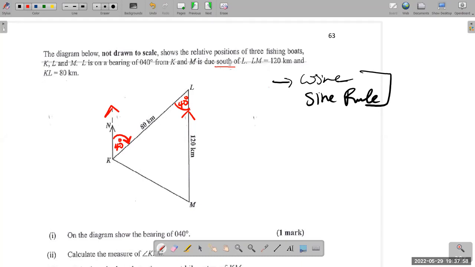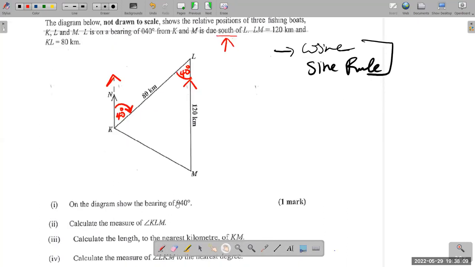So when they tell you the word south, everything they tell you is intentional. These are clues. This is information you have to use. All right, so let's look at the questions. On the diagram, show the bearing 40. We did that. That's correct.